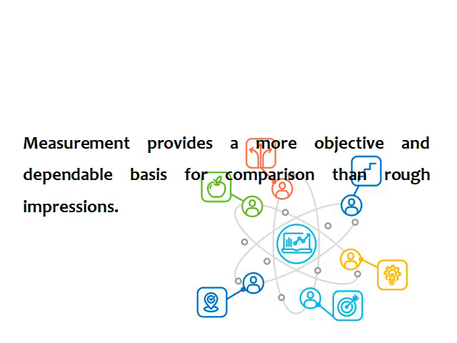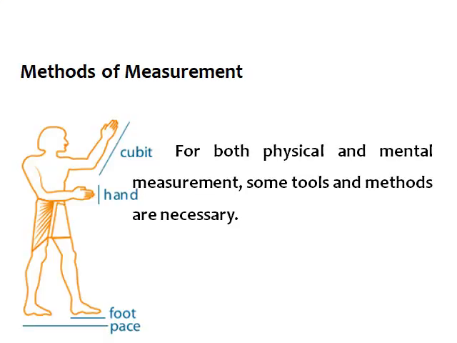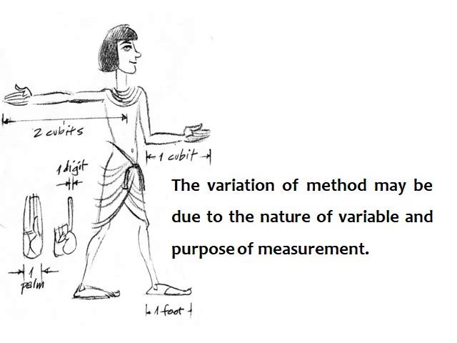Measurement provides a more objective and dependable basis for comparison than rough impressions. Thus, valid generalizations are made on the basis of accurate measurement. Methods of measurement. For both physical and mental measurement, some tools and methods are necessary. The variation of method may be due to the nature of variable and purpose of measurement.